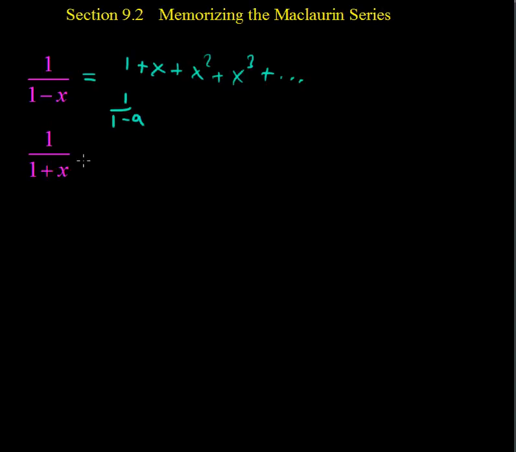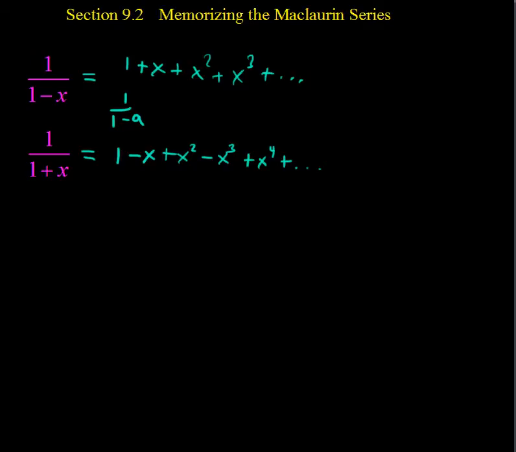All right, so 1 over 1 plus x. Well, that's simply the same series as above, where we've put negative x in place of x. So this ends up being 1 minus x plus x squared minus x cubed plus x to the fourth, and so on. All right, so that's 1 over 1 plus x. All right, the next one.